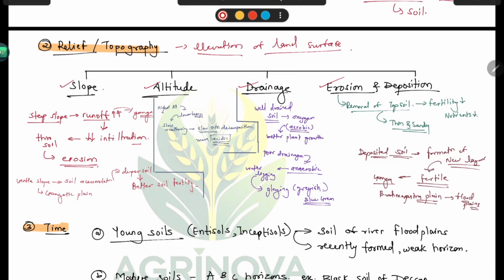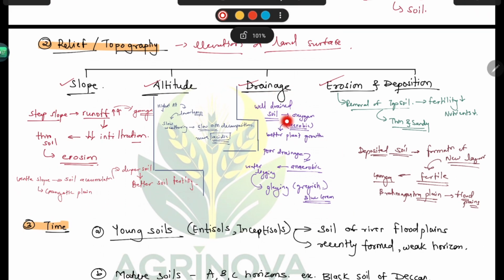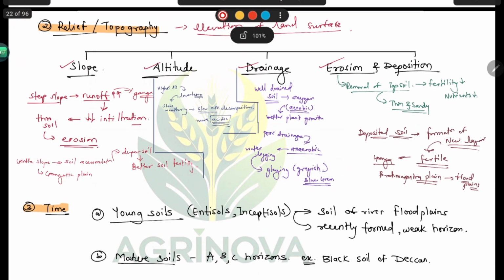Basically we have seen the slope: a steep slope has high runoff and less water infiltration, which causes soil thinning and enhances erosion. Next, altitude: at higher altitude and lower temperature, it causes freezing of soil and makes the process of weathering slow, and also the decomposition. So it makes the soil acidic. And drainage: in areas of well drained soil there is more oxygen, an aerobic condition, which is better for plant growth. Whereas in poorly drained soil, the anaerobic or waterlogged condition causes gleying, a grayish blue green growth which lacks oxygen.